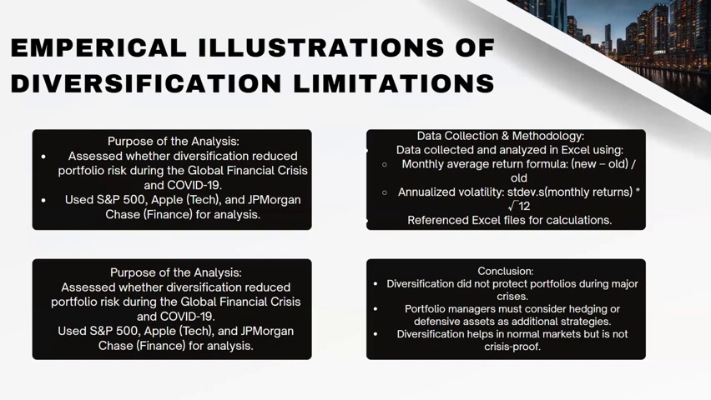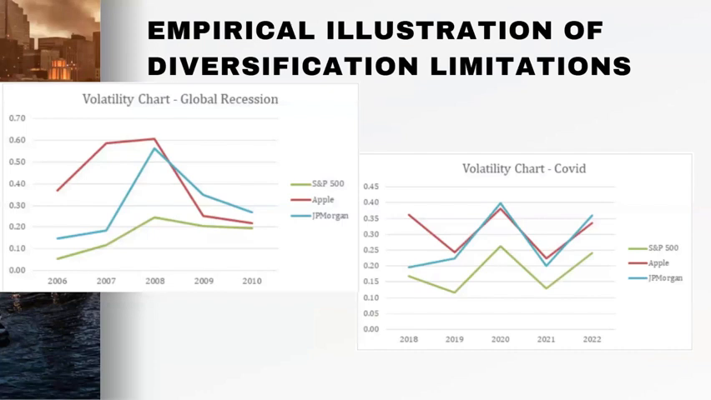Going back to the graphs, we've got some numbers. For the global financial crisis, in all the times before 2008, the S&P went from about 12% to 24% volatility. So it actually really doubled in how volatile it was. Apple didn't really change too much. It went from 58 to 60, and then JP Morgan went from 19 to 56%. So that's quite a large jump there.